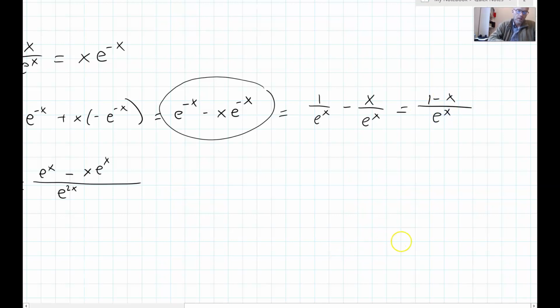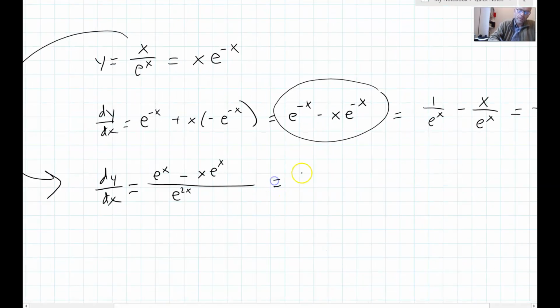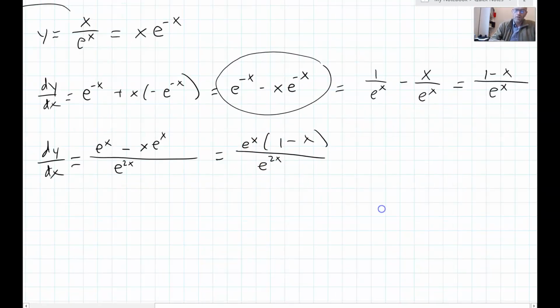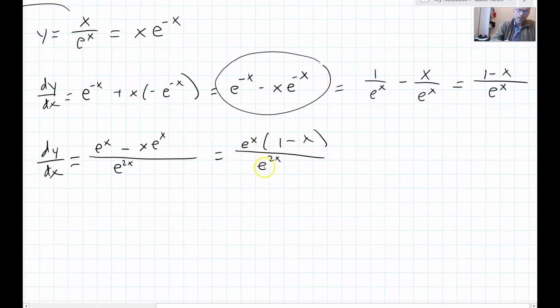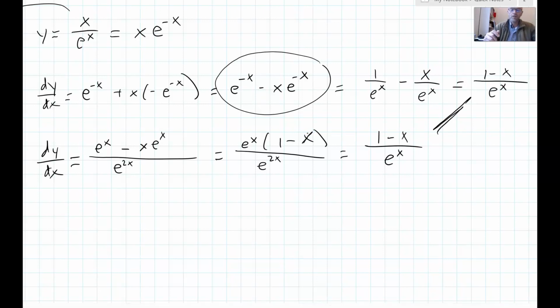Still doesn't look like this one, but notice down here I can factor out an e to the x, so that'd be e to the x times 1 minus x all over e to the 2x. And of course, one of these e to the x's will cancel with one of those, and we end up with 1 minus x over e to the x. And you can see now they are the same. Okay? Both involve a little bit of algebra, both before and after taking the derivative, but they do produce the same results. All right.